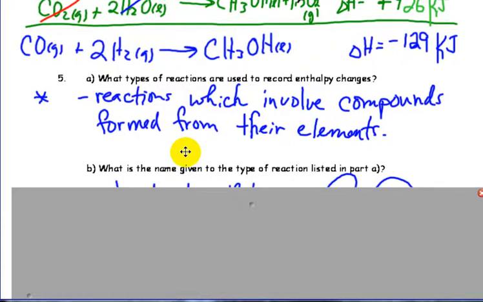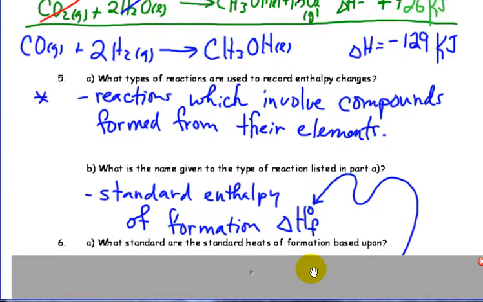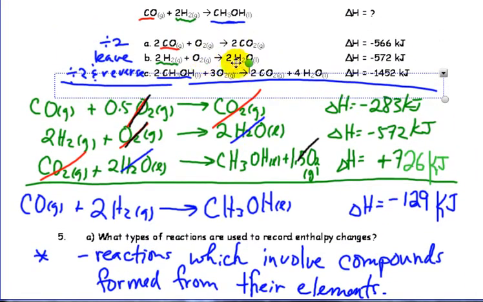So reactions which involve compounds formed from their elements are ones that involve enthalpy changes. And this is referred to as enthalpy of formation. We could have used enthalpy of formation equations here, but for this part, we just simply used equations that we know will result in the final one. So no worries there. I will give you the equation I'm looking for and the equations which you can manipulate.